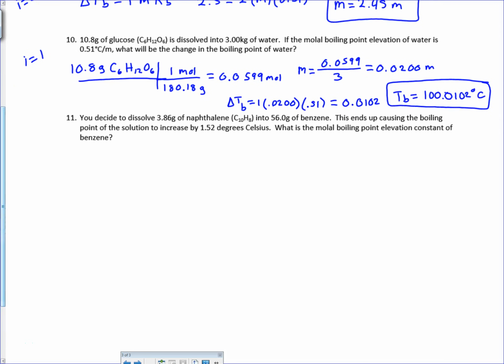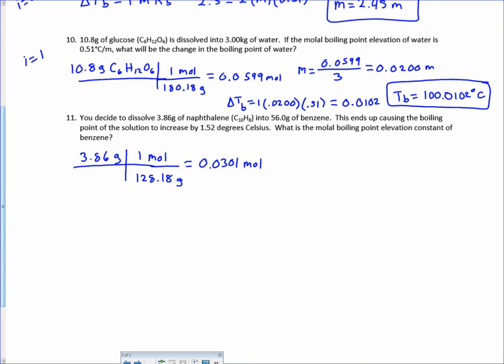Last problem here. This one's talking about dissolving naphthalene into benzene. Benzene is going to be our solvent here. Naphthalene is going to be our solute. We have to figure out how many moles of naphthalene we have. 3.86 grams. The number of grams in 1 mole is 128.18. That comes from the periodic table. Go ahead and calculate that. You get 0.0301 moles.